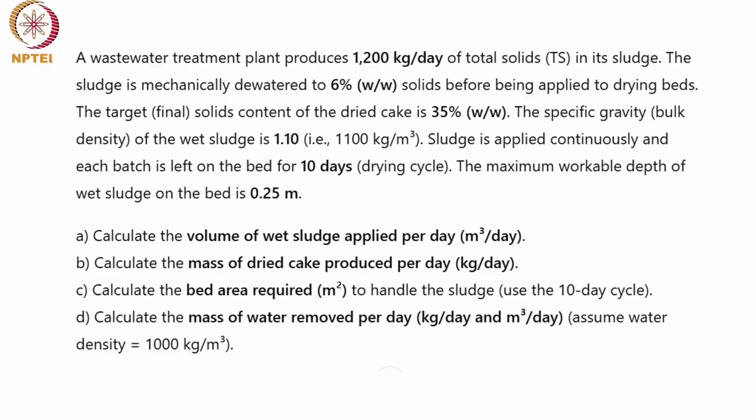The plant produces 1200 kg of total solids in its sludge. So the solids in the produced sludge are 1200 kg per day. This is how it is given in the problem as of now.